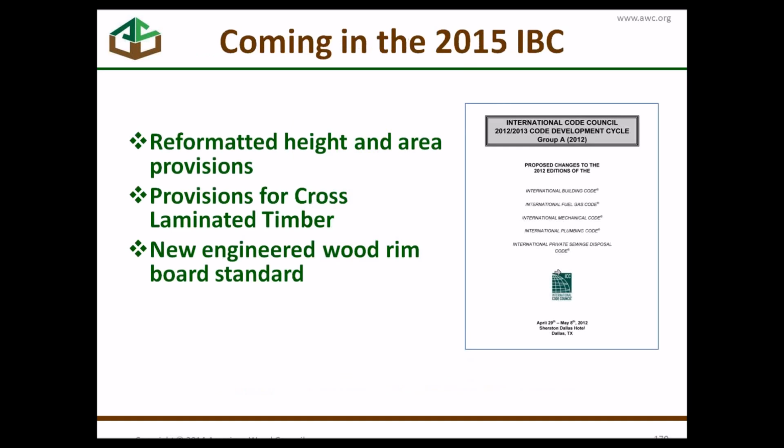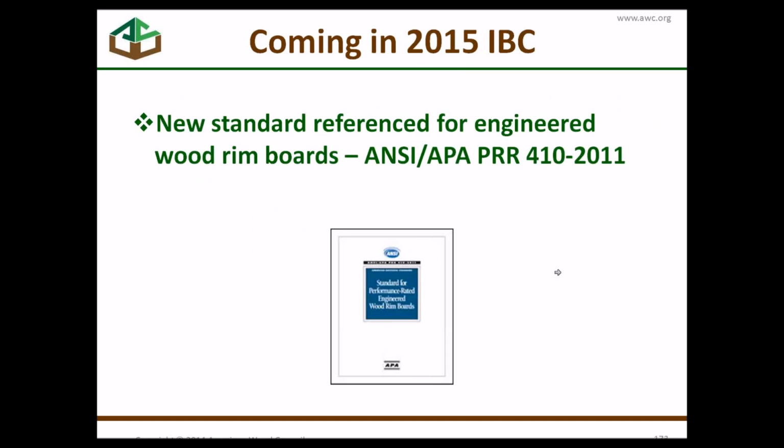Just to give you a little taste of what's coming in 2015. There are some reformatted height and area provisions. By the way, they're looking a little bit more like what you're finding in the Code Conforming Wood Design tables. That's the same idea, some pre-calculation. So that's something to look forward to. You've heard of cross-laminated timber. We've done a lot of education on this in other formats. That will be addressed under Type 4 in the 2015 IBC. There is a handbook available if you want to know more. Here is the website, www.masstimber.com.